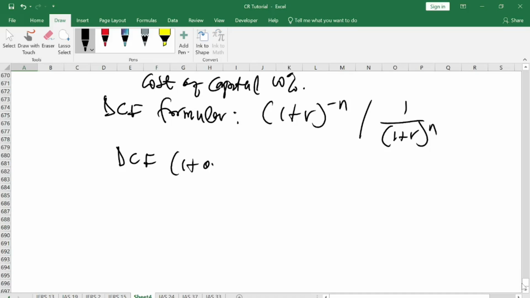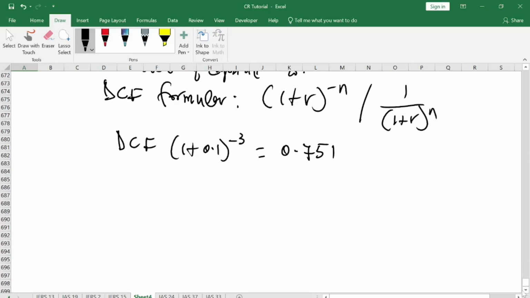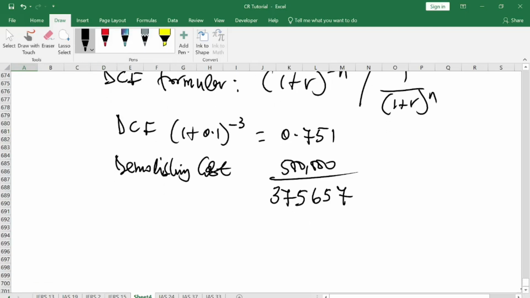So that gives you 1.1 to the power of -3, where n represents the number of years. So that is equivalent to 0.751. All right, so there is a discount factor, and then the demolition cost is how much? 500,000. So when you multiply, what do you get? That gives you 375,657. All right, so this is the discounted, or the present value, of 500,000.